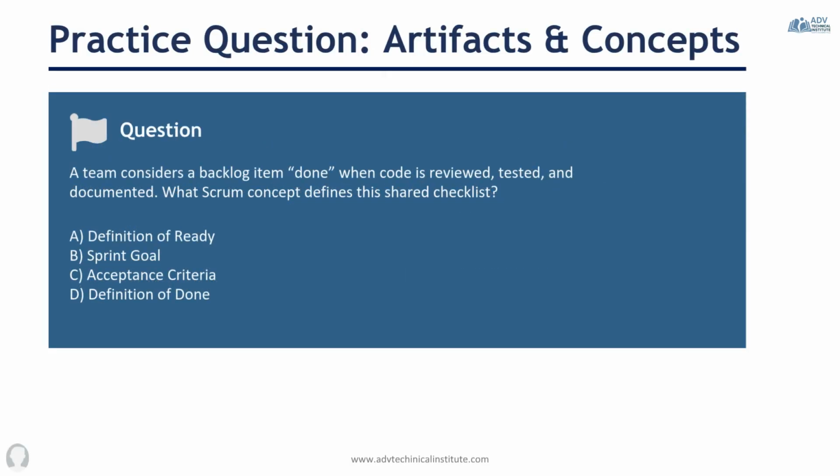Alright, now let's go ahead and do a quick knowledge check. The scenario is simple. A team agrees that a backlog item is only done when the code has been reviewed, tested, and documented. The question is, what do we call that shared checklist in Scrum? I'm going to pause for a second and let you answer that question, and then we'll have a discussion.